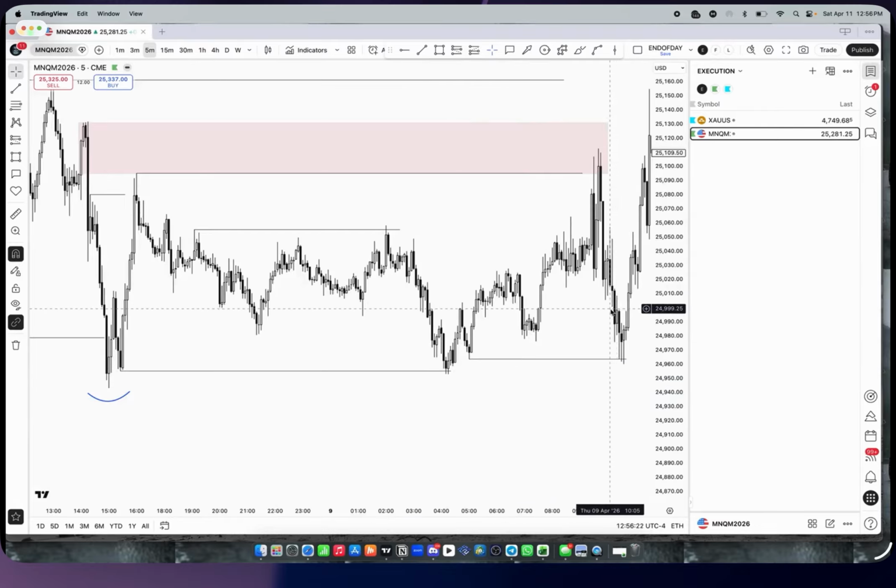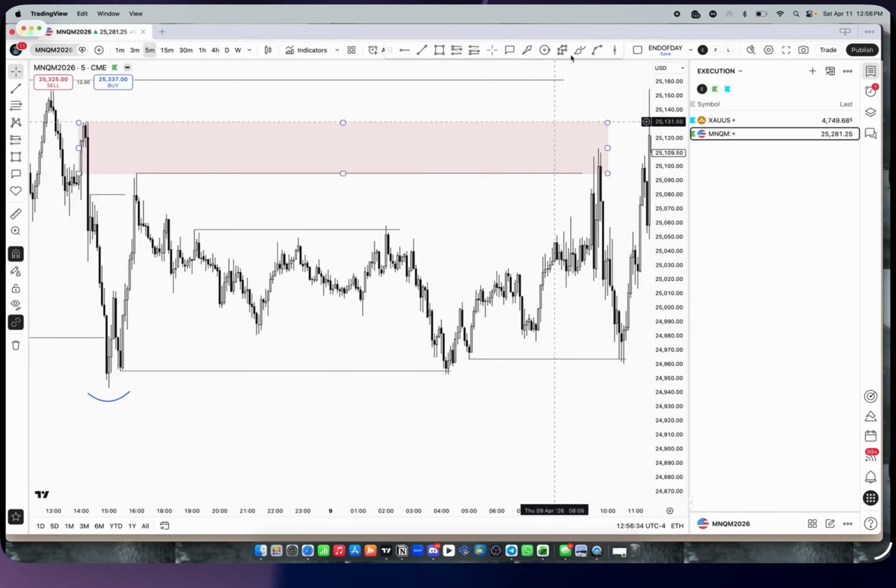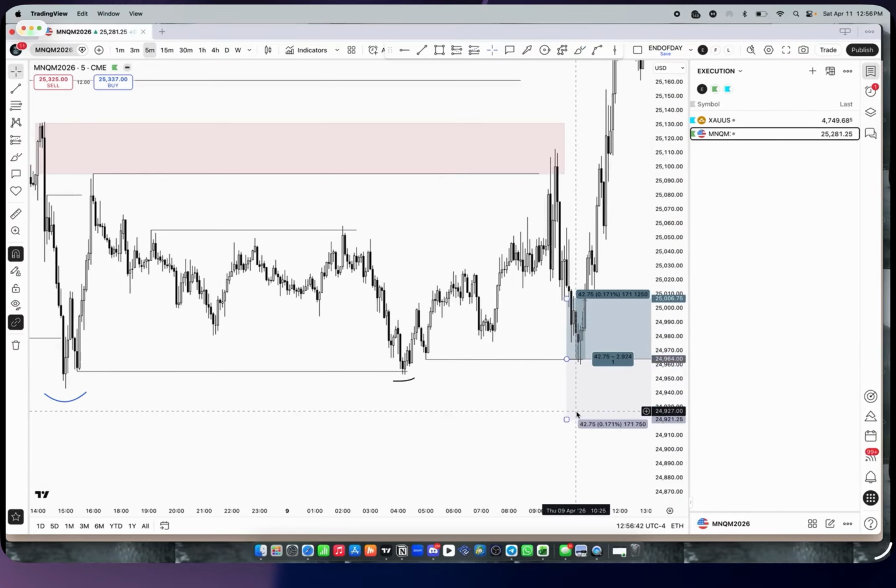YM looked way cleaner than this price action. And I wanted to put risk on YM instead of this just because of the formation of the price action I liked better. But this is still essentially a valid entry to take. But here's how I would play in a real life market environment.